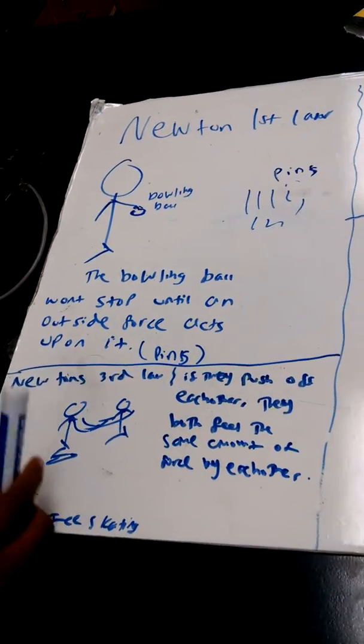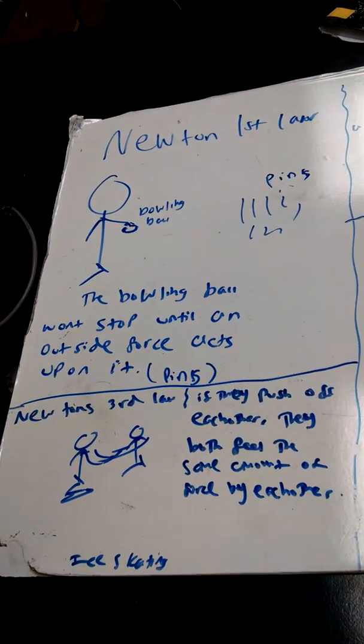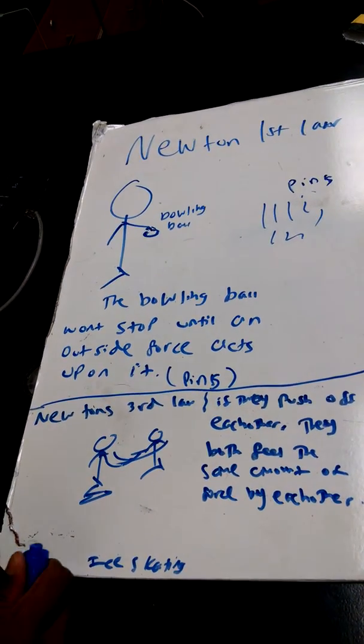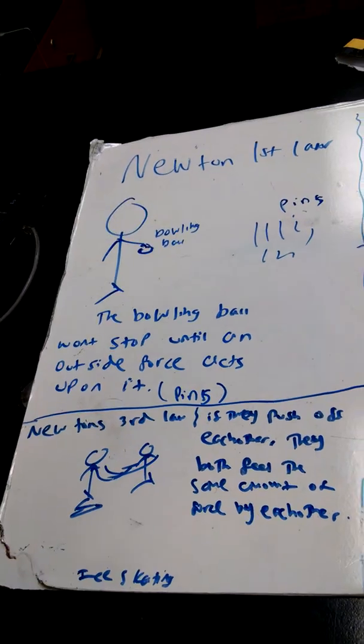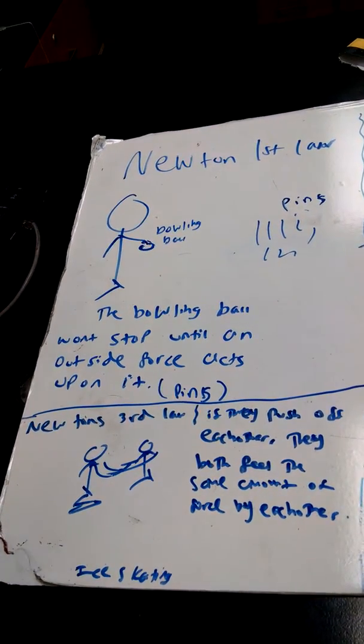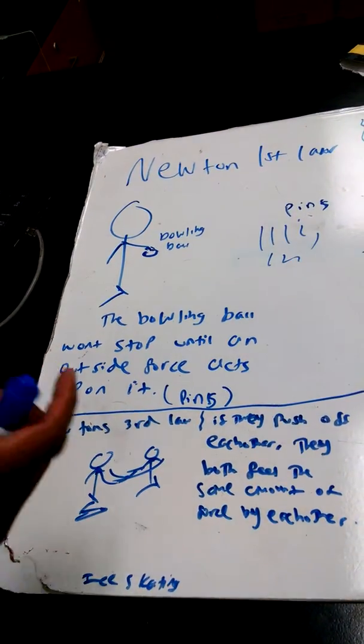So first we're going to explain Newton's first law. Basically, the principle of Newton's first law is that anything in motion stays in motion until an outside force acts upon it. And anything at rest stays at rest unless an outside force acts upon it.